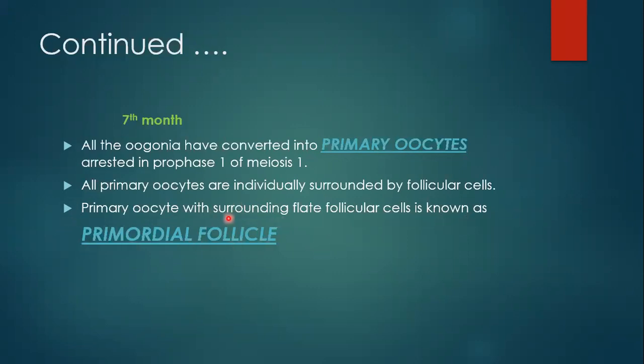So the primordial follicle is nothing else but a primary oocyte surrounded with flat follicular cells, right? When the primary oocyte is surrounded by flat follicular cells, this is collectively known as the primordial follicle.